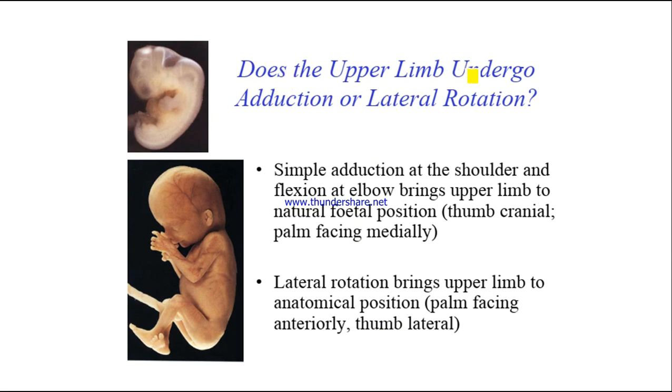So does the upper limb undergo adduction or lateral rotation? Simple adduction at the shoulder and flexion at the elbow brings the upper limb to a natural fetal position, which we can see: thumb cranial, palm facing medially. Lateral rotation brings the upper limb to the anatomical position, the palm facing anterior with the thumb lateral.